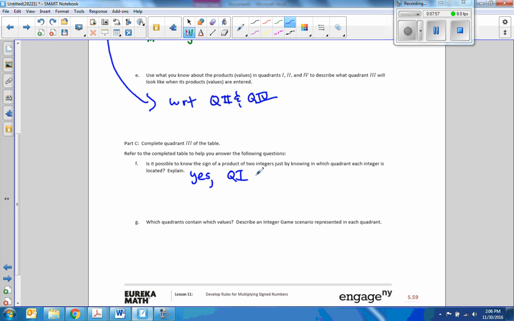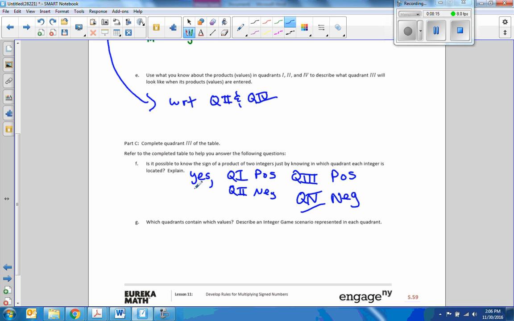Quadrant 1, positive. Quadrant 2, negative. Quadrant 3, positive. Quadrant 4, negative.